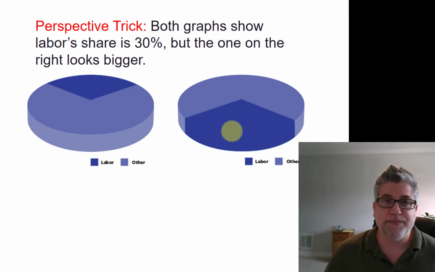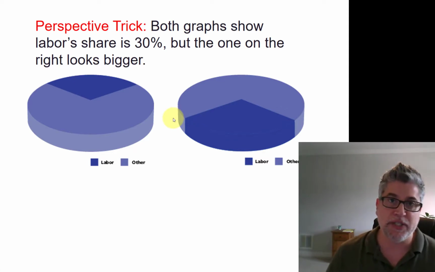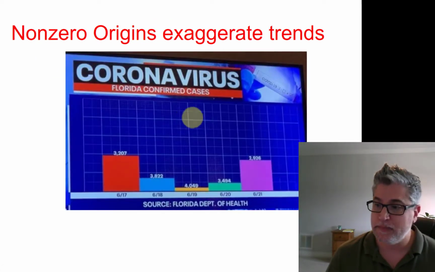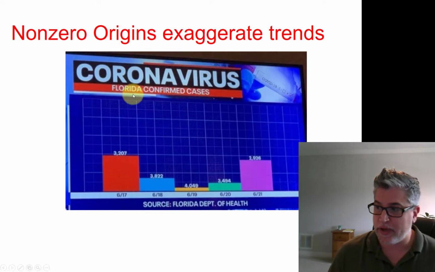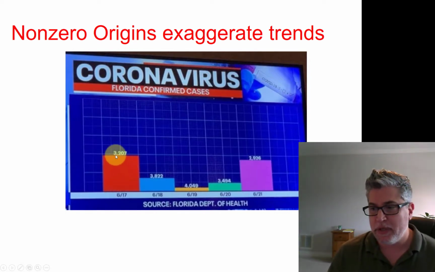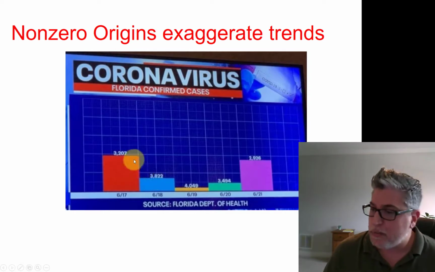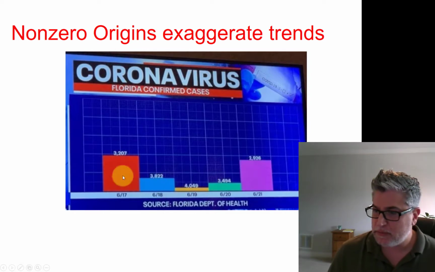Now, speaking of tricks, here's another very, very common one. It's using a non-zero origin. Now, this came up just the other day. Right? So this shows you the trend in Florida of coronavirus cases. Now, they're not lying with the numbers. I don't think. Presume these numbers are correct. Oh, no, wait. They are.